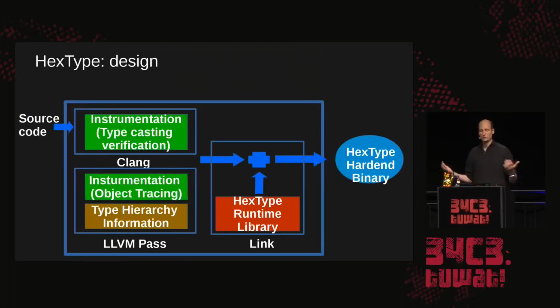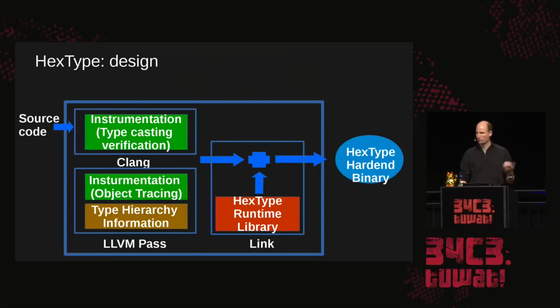We've built this large system based on LLVM, where we instrument source code on top of Clang with additional explicit type checks during the compilation. We do object tracing as part of additional LLVM passes and track the type hierarchy. Then at runtime, you can check if something fails or not. And then we have a hardened binary that does all the explicit type checks.